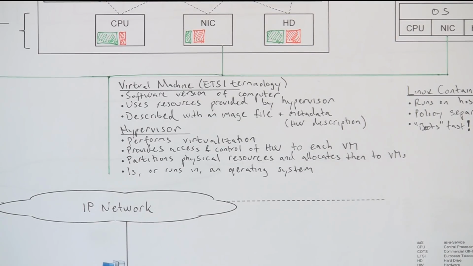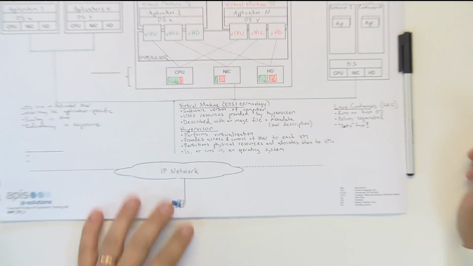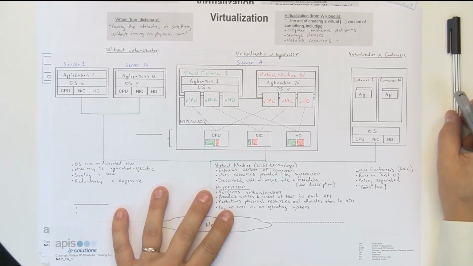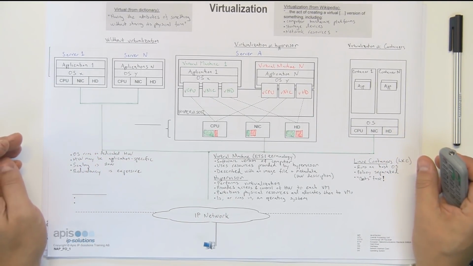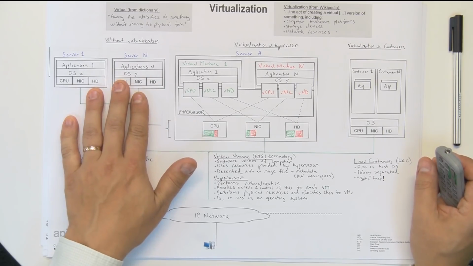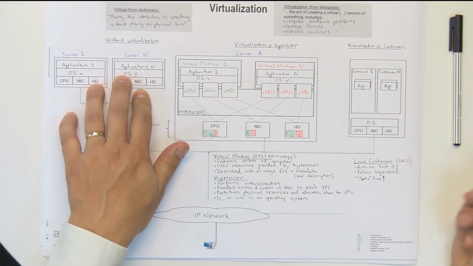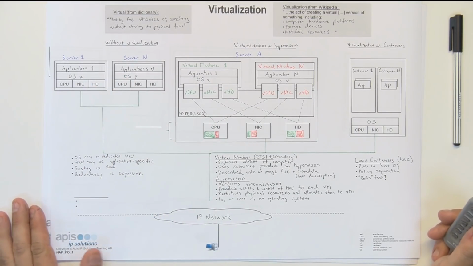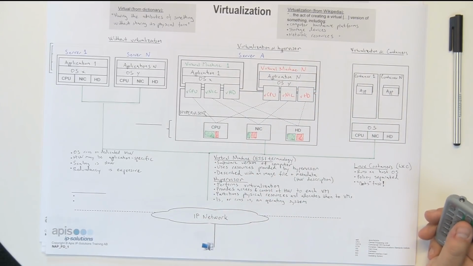So we have three different ways to do virtualization here. We have without virtualization, or three ways to run applications, I suppose. Three ways to run operating systems and applications. Without virtualization, the traditional legacy way, with hypervisor and with containers.